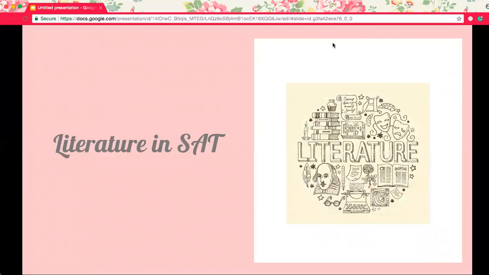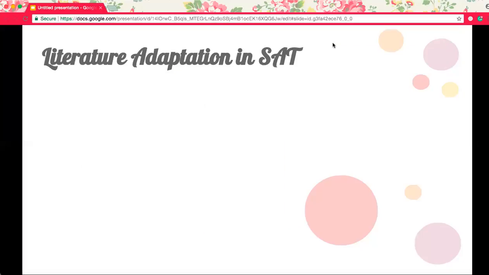All right, let's jump into the key point for today's workshop, literature adaptation in SAT. When we get a passage about literature adaptation in SAT, how do we read it? As I said earlier, there's no way for you to predict the specific content, like what literature or classic will appear in the SAT test. The key point is to read or treat each passage equally, using the way that I'm going to teach you later.